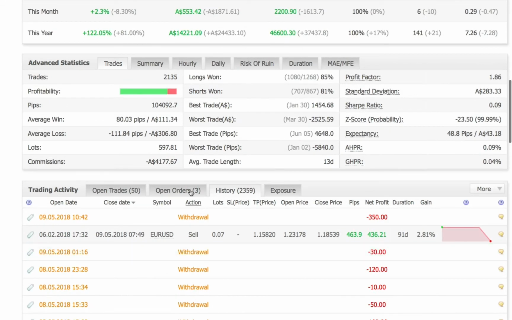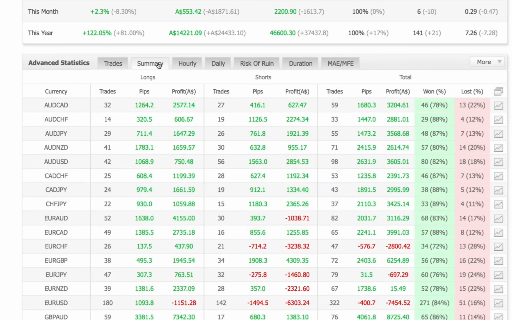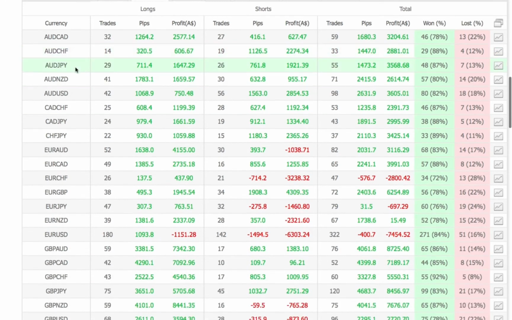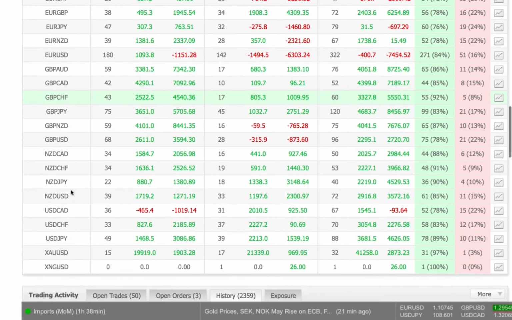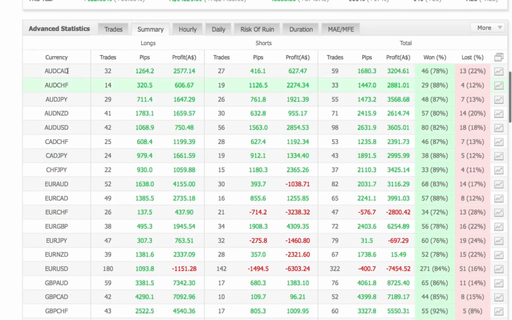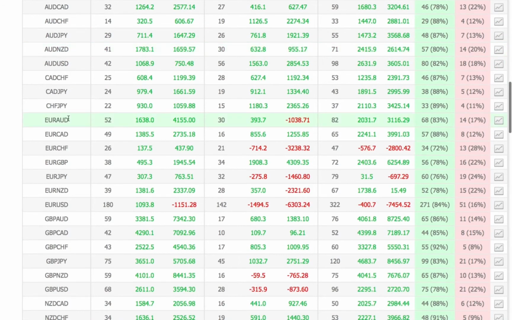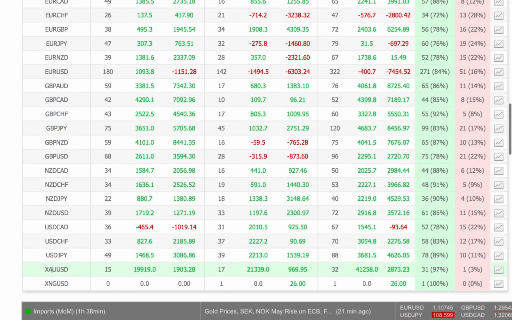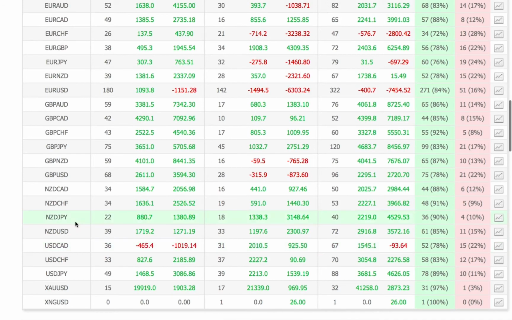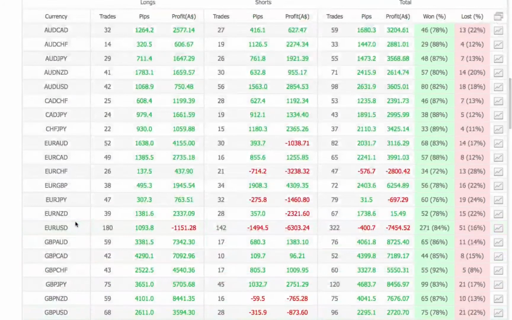Let's have a look at this page, the summary. This is the complete summary of all the trades I have opened so far in the last 3 years. As you can see, there's a lot of pairs. This is like 31 pairs, including gold and, what's that? It's a Singapore dollar. What is it? Oh, that's the gas, natural gas. So 30 pairs, I think, here.